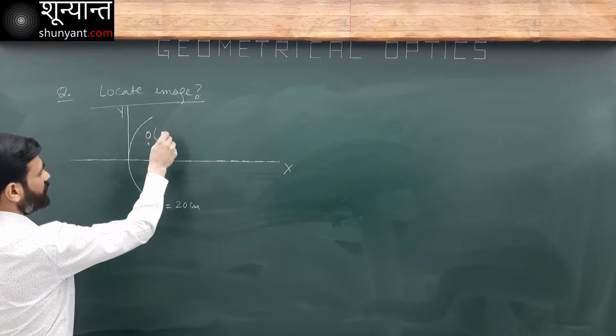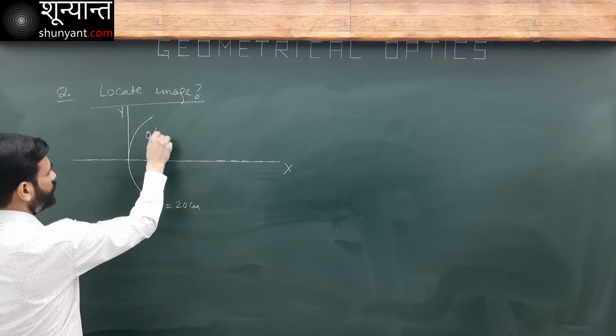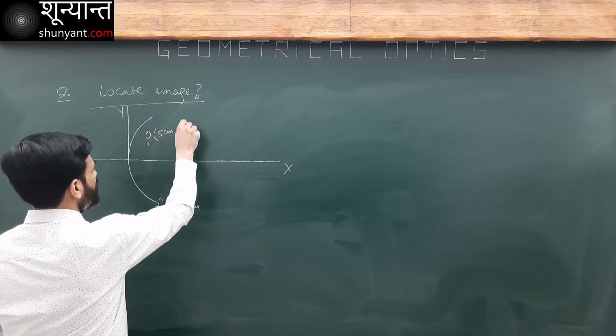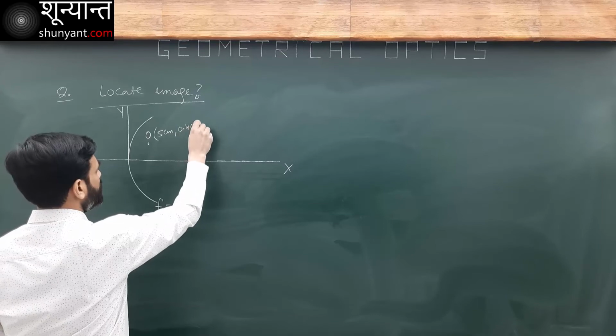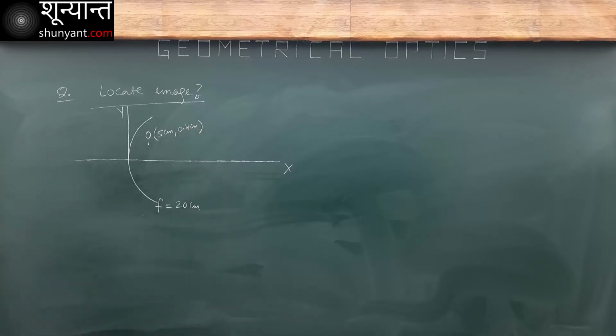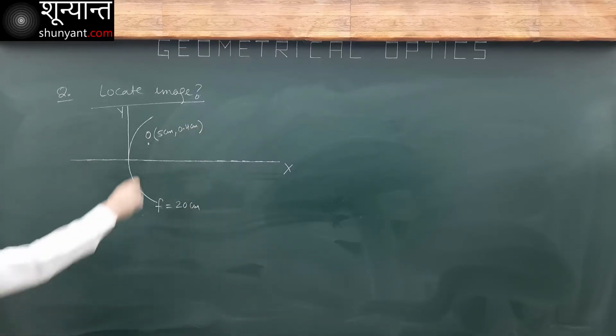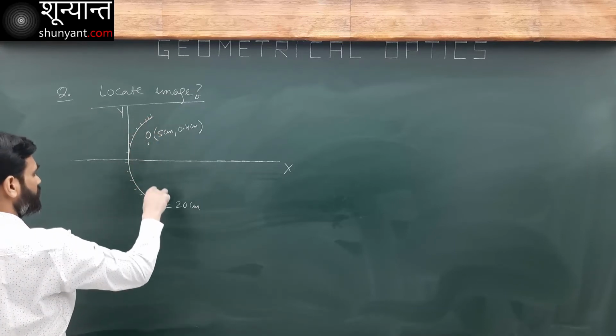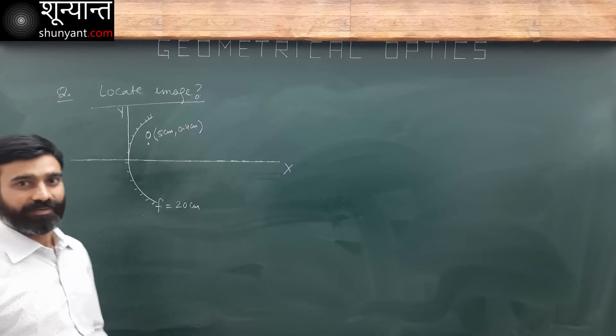The object is kept at position, let's say, 5 centimeter x coordinate and 0.4 centimeter. This is a concave mirror. Where will be the image?